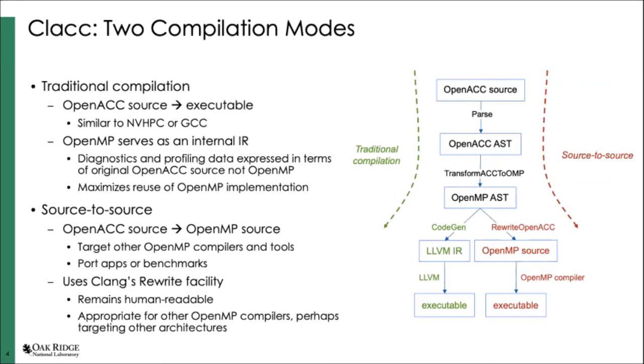To better support both use cases, Clacc's source-to-source mode uses Clang's rewrite facility to avoid the preprocessor expansions and loss of comments and formatting that are common in source-to-source efforts for C and C++-based languages. This is important to keep the generated OpenMP human readable, and because when using other OpenMP compilers, perhaps targeting other architectures, such preprocessor macros might expand differently than under Clang.